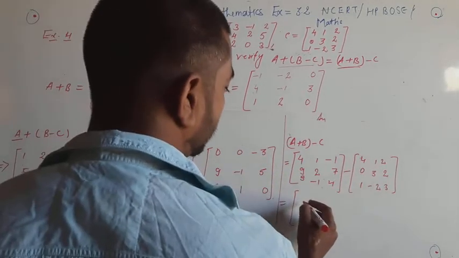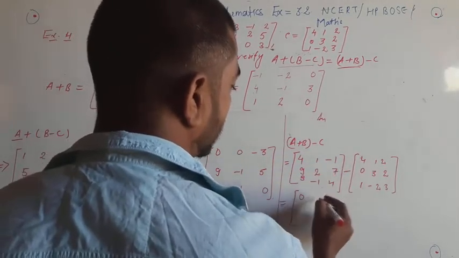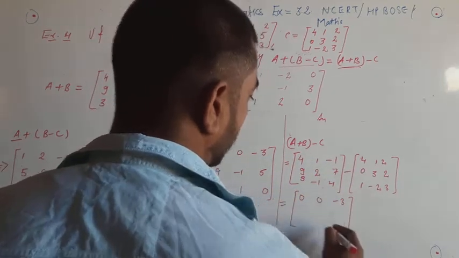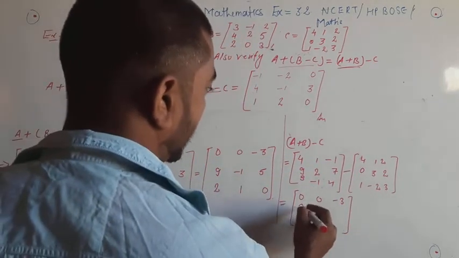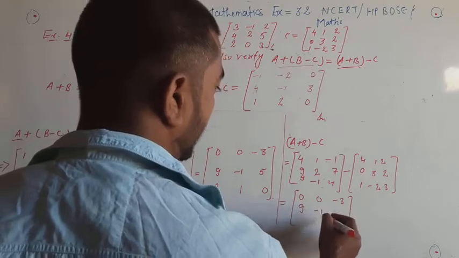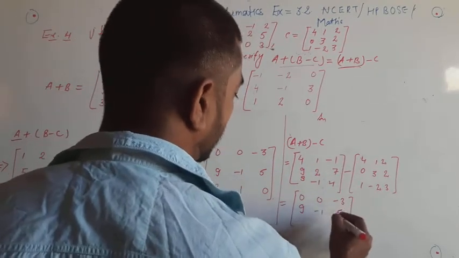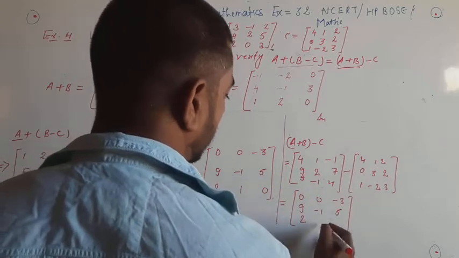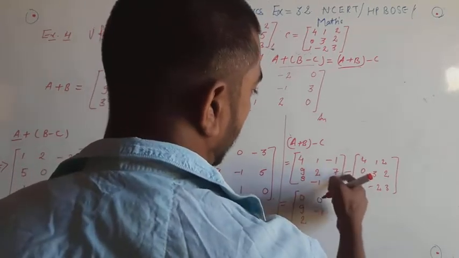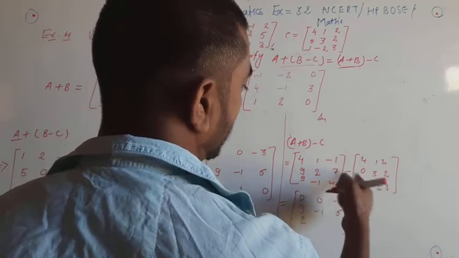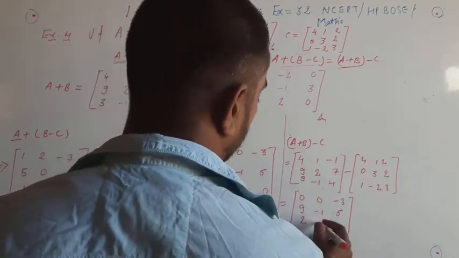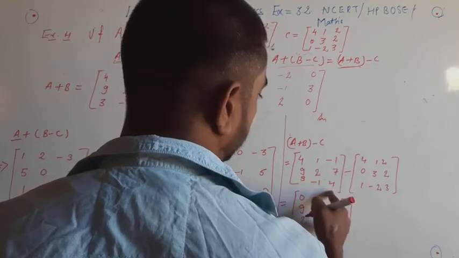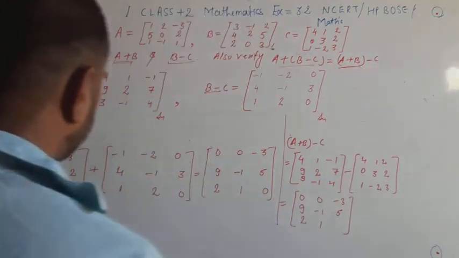4 minus 4, 0. 1 minus 1, 0. Minus 1 minus 2, minus 3. 9 minus 0, 9. 2 minus 3, minus 1. 7 minus 2, 5. 3 minus 1, 2. Minus 1 minus 2, minus 1 minus 2, it will become plus. The answer will come out 1, 4, minus 3.